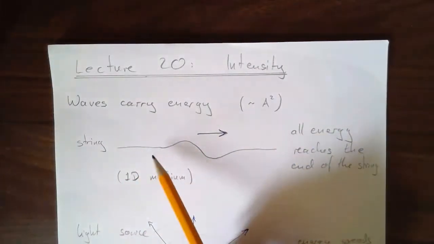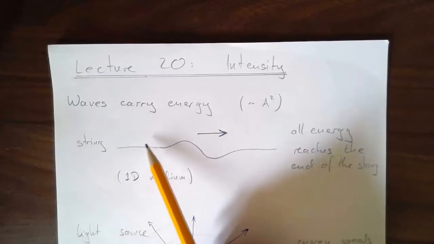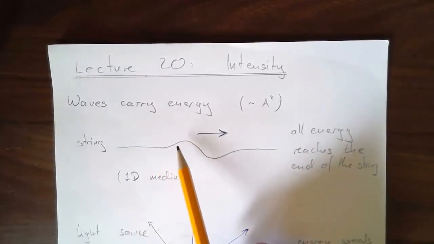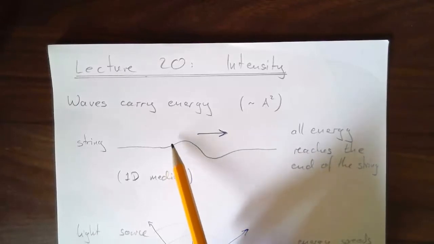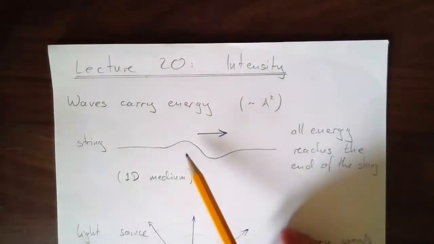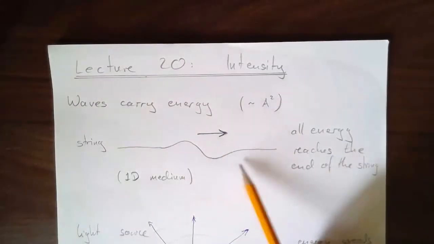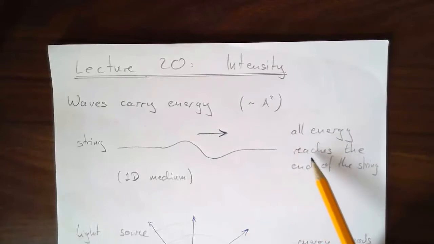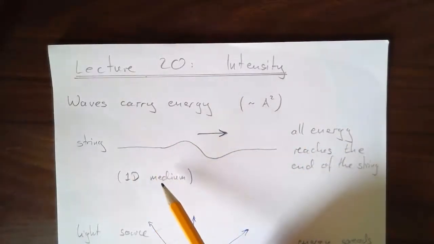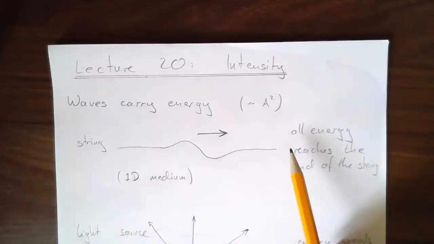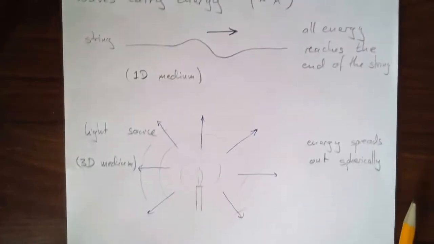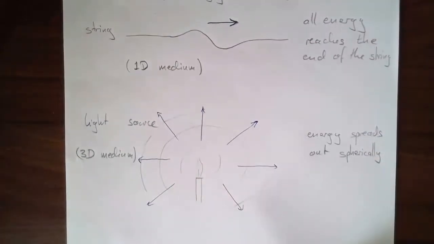Now, realistically, there's damping. There's air resistance, there's internal forces in the string, the friction between different fibers of the string, or whatever it is that makes up the system. There's usually going to be some damping, so not all the energy gets there. But if we ignore that, or if that's small, then we can say the energy produced here is going to get there. Now let's compare that to, say, light waves, or sound, but here I'm going to go with light.